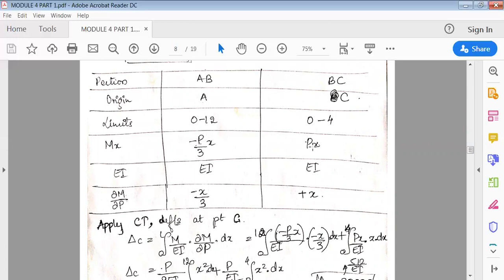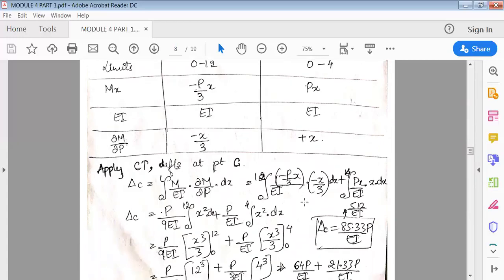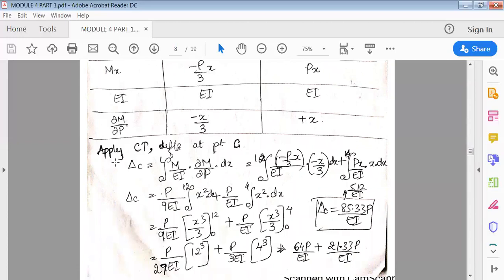Similarly, in this portion, there is ∂(px)/∂p. So ∂p will cancel, so you're only left with x. So you've written this value x. So now apply Castigliano's theorem and find the deflection at point C.